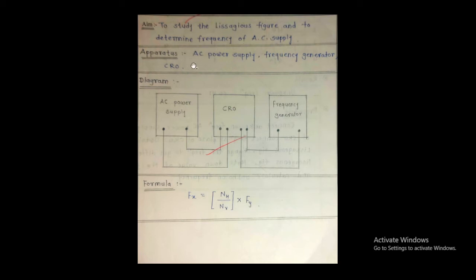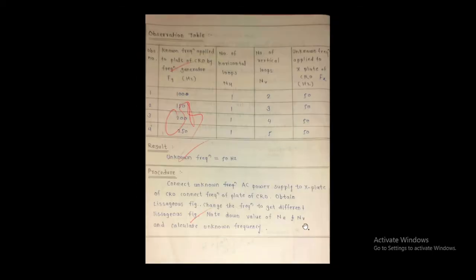It is all about the title of the experiment, aim, apparatus, the circuit diagram and the relative formula. Now it is the respective observation table. From that, known frequency applied to the Y plate of CRO by frequency generator as Fy in hertz, number of horizontal loops Nh, number of vertical loops Nv, and we have to calculate here by the previous formula the unknown frequency applied to the X plate of CRO as Fx hertz.